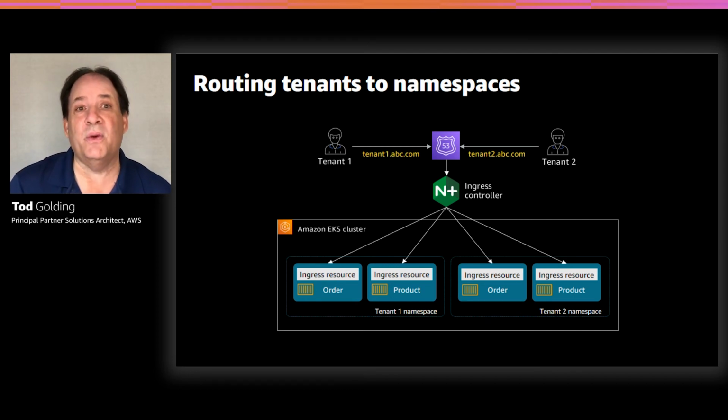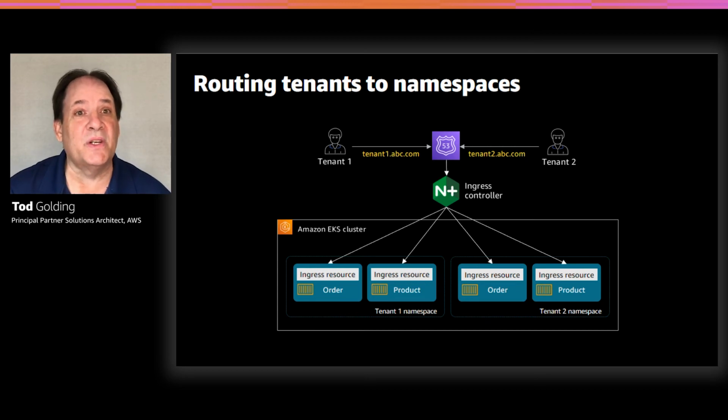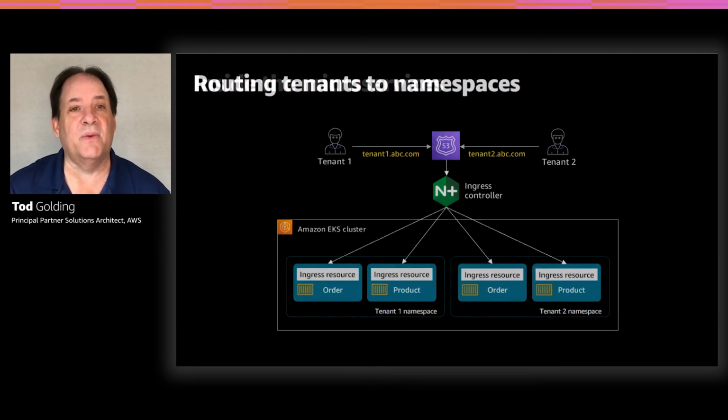Because when we provisioned our tenants, we provisioned an ingress resource for each microservice, the ingress controller now knows how to route to each one of these targets. And you'll see here, each individual microservice has a separate ingress resource within the tenant namespace. And so this gives us a really clean way to connect the incoming traffic to the right destination within a namespace.